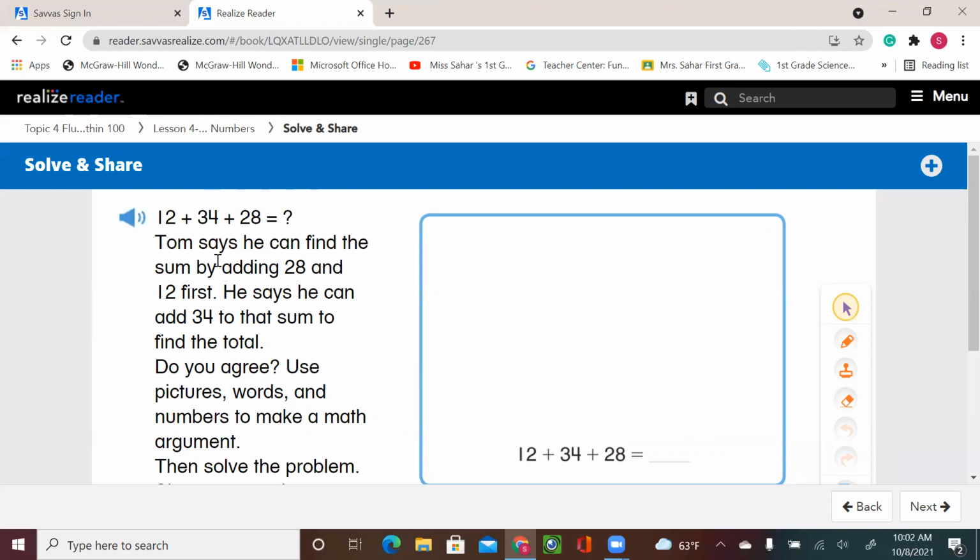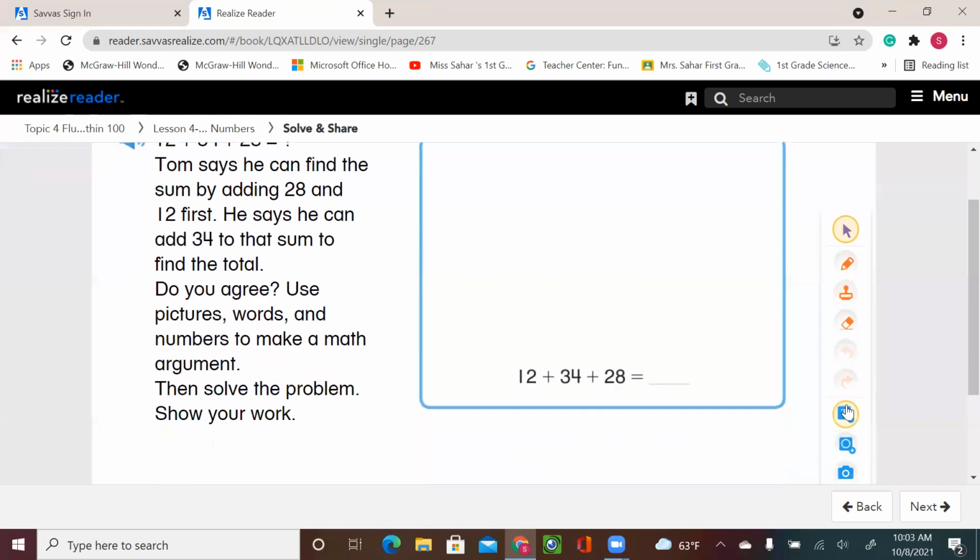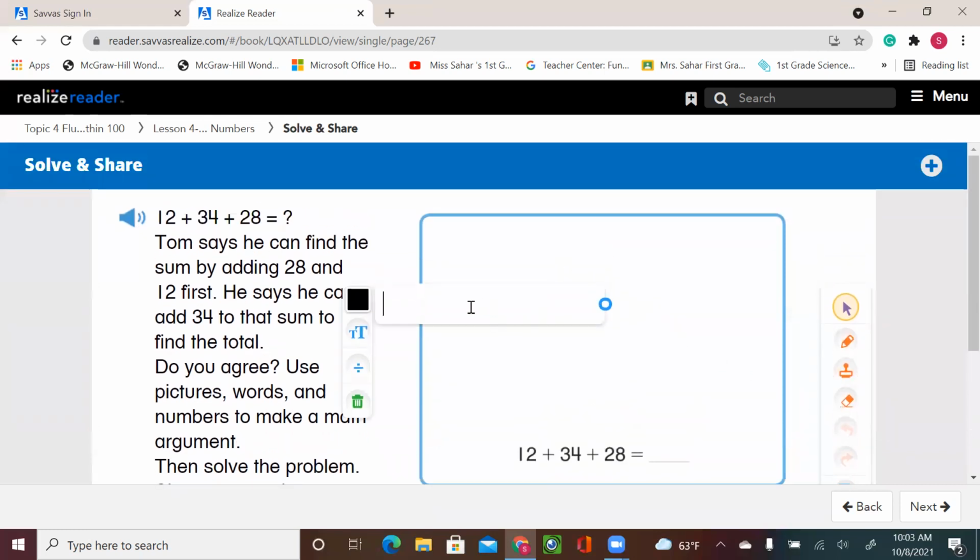But let's see what Tom is thinking, so we can find out if it's true and whether we agree or disagree. Tom says that he can find the sum by adding 28 and 12 first. Why do you think Tom chose 28 and 12? Because I'm sure Tom looked at the ones in 12 and the ones in the third addend, which is 8. So 2 and 8, he knows that he can make 10. So let's go with what Tom says and see if we agree or don't agree.